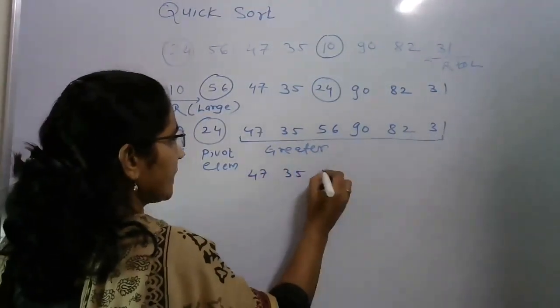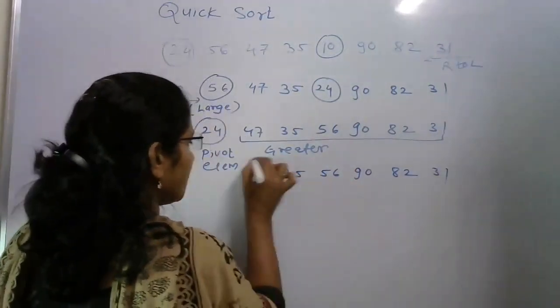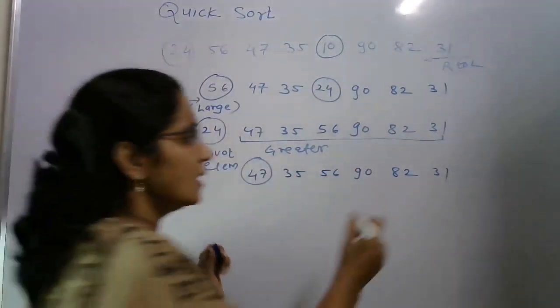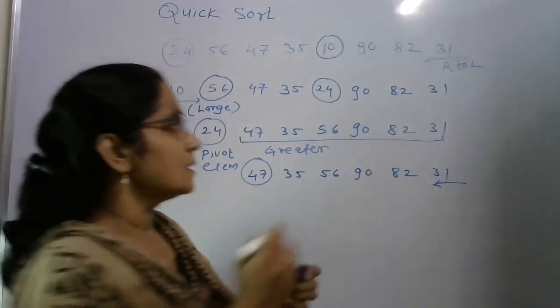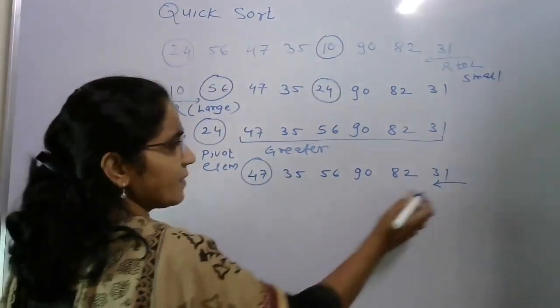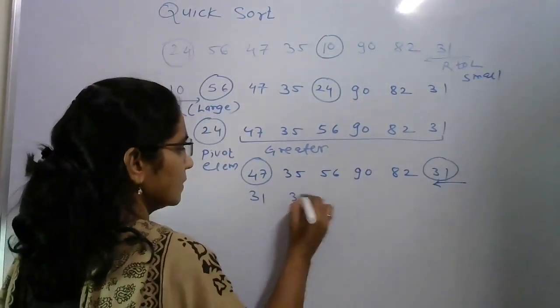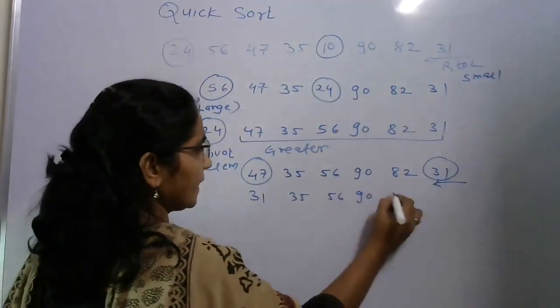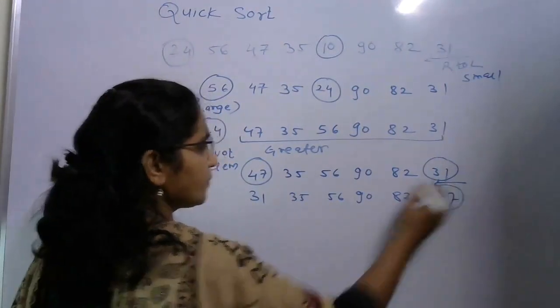47, 35, 56, 90, 82, and then 31. The first element is the pivot element. Start from right to left and stop when you get the element that is smaller. So 47, 31. Yes, it is smaller. So just exchange: 31, 35, 56, 90, 82, and here 47. Our pivot element is 47.